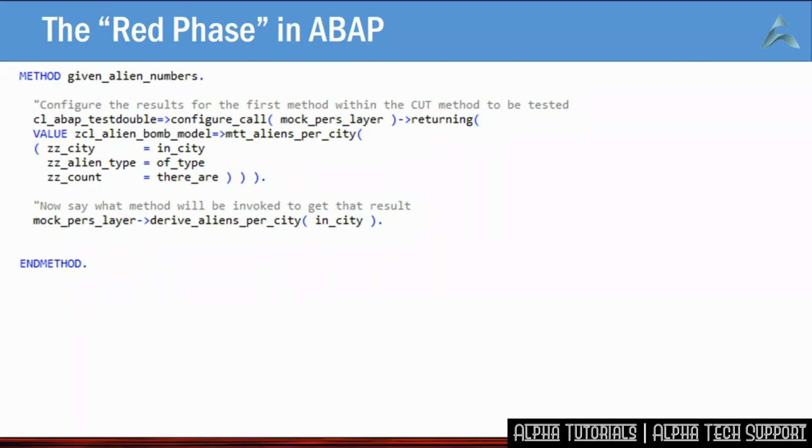And the second part of the test double framework, you say what method is going to be called, which will give the result you've just said. Again, the syntax is very odd, but I've hidden it away here inside a given method. So a business analyst, for example, doesn't have to see it. They don't need to know you're using a test double framework, because that's a technical detail completely unrelated to the business.